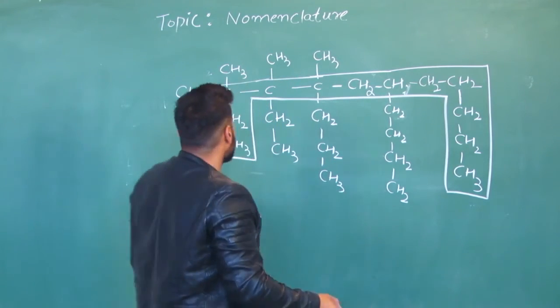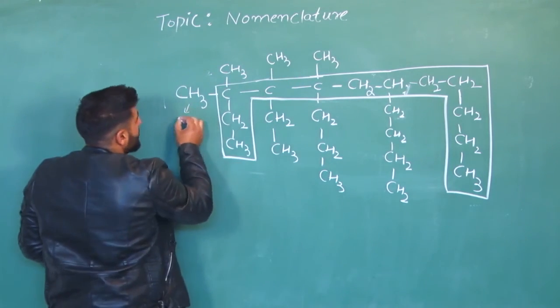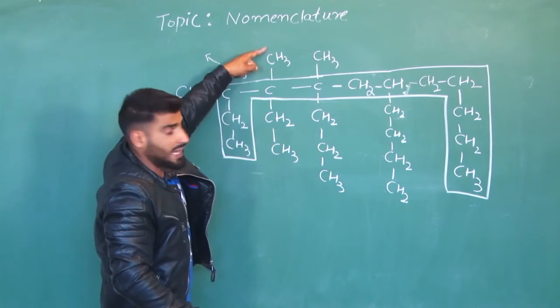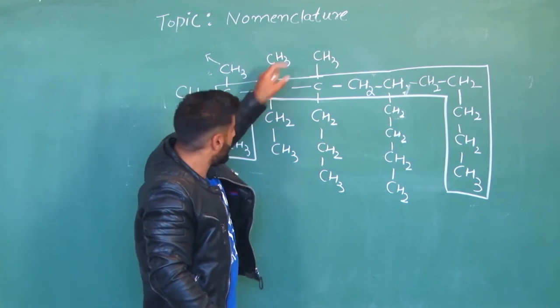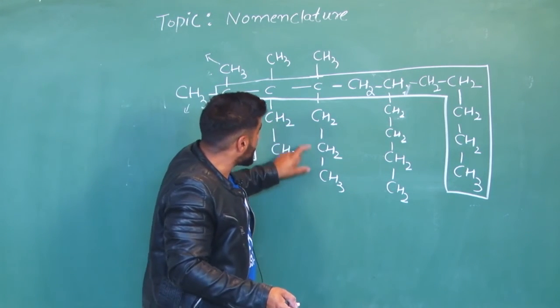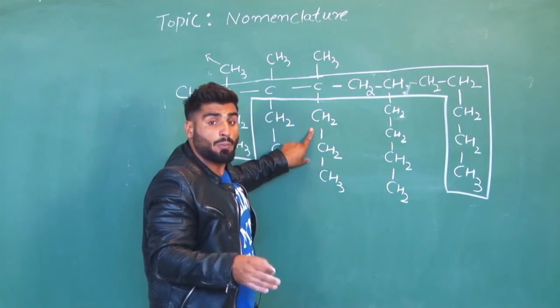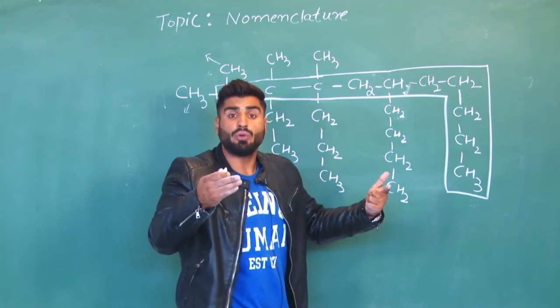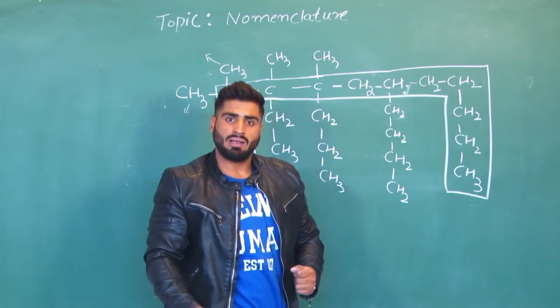Now the substituents. This substituent is methyl. This is also methyl. This is also methyl. This is methyl. 2 carbon, ethyl. Now 1, 2, 3: 3 carbon, it's propyl. 1, 2, 3, 4: 4 carbon, yl, butyl.